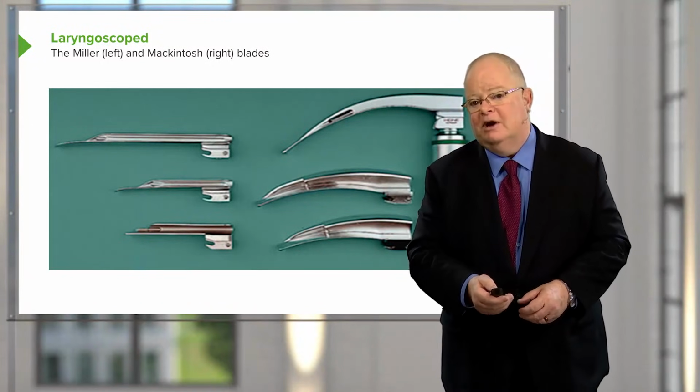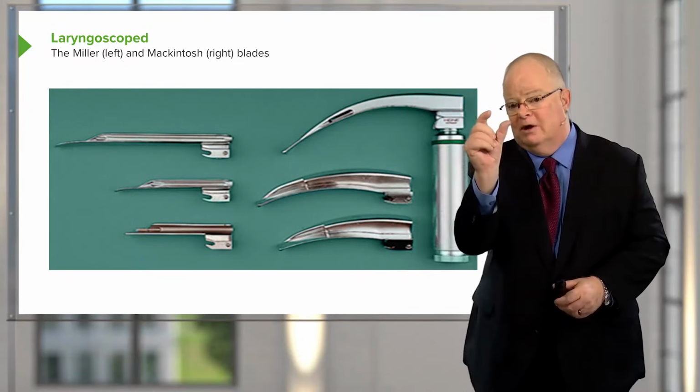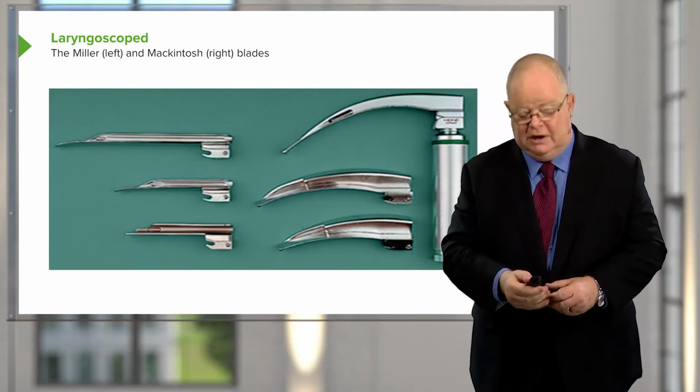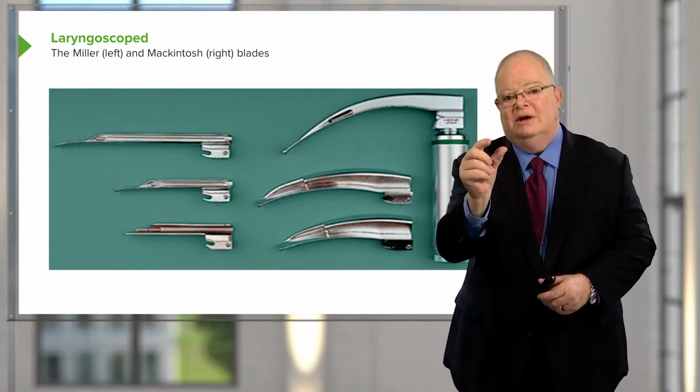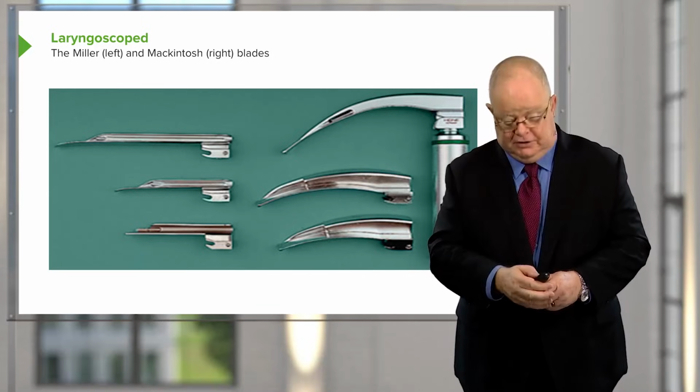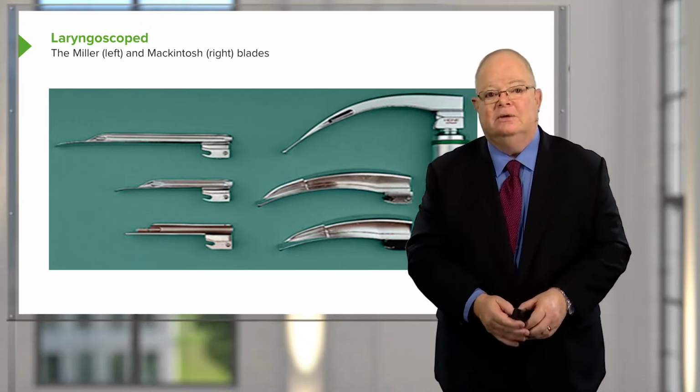And you can see the various sizes. They go all the way down to very small for children. And in small children, the Miller blade, the straight blade, is often the preferred blade to use.